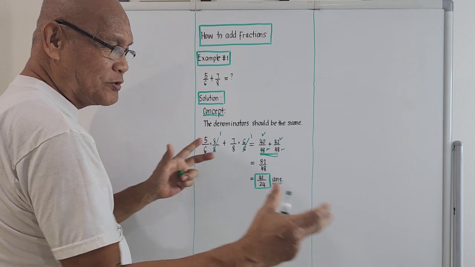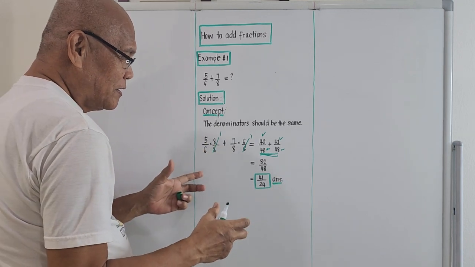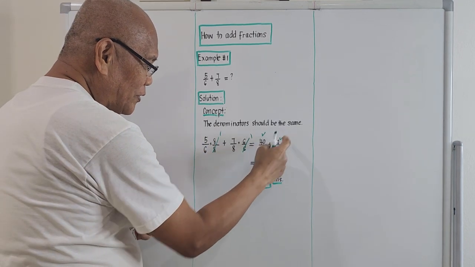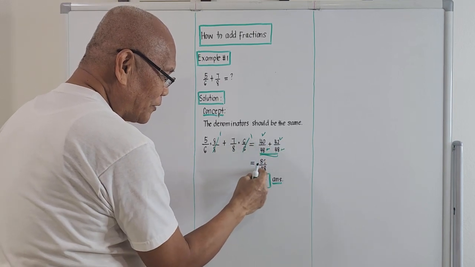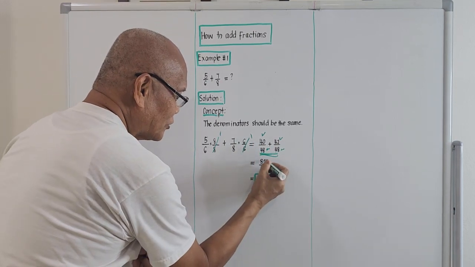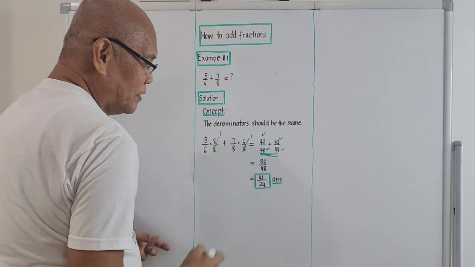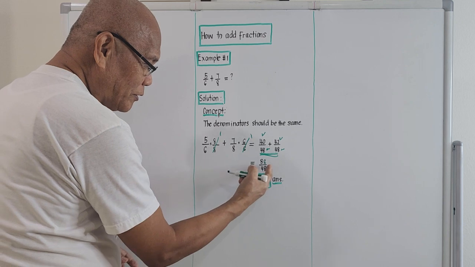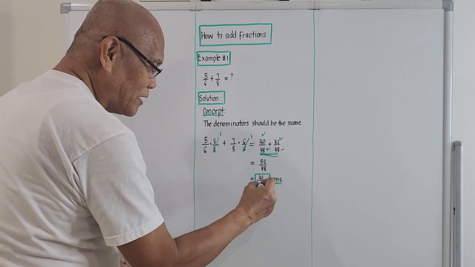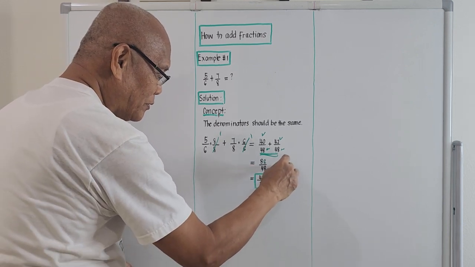So 40 plus 42 will be 82. This is under the same denominator, so this is all over 48. So this is actually 82 over 48. Divisible by 2: 82 divided by 2 is 41, and 48 divided by 2 is 24. So the answer will be 41 over 24.